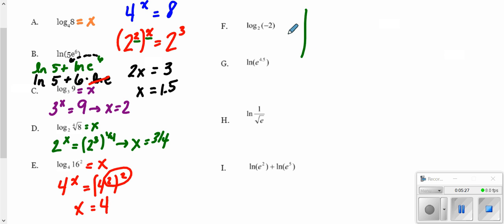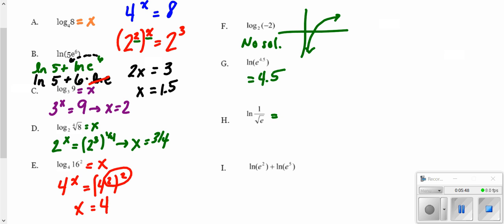If you think about a log curve, natural log or log base 2 or log whatever, it only has a domain on the positive half of the coordinate plane. You can't take a log of a negative, so this is a no solution. Here, e to a power and natural log are going to undo each other. Those are inverses.